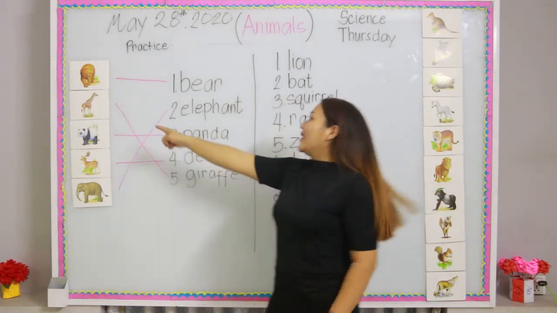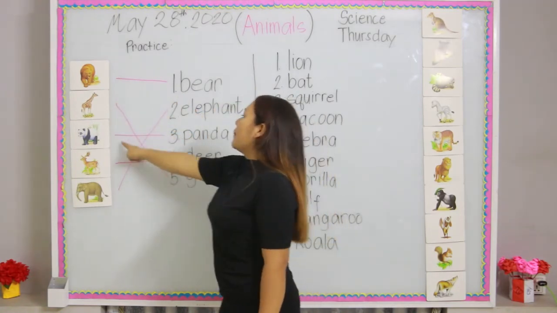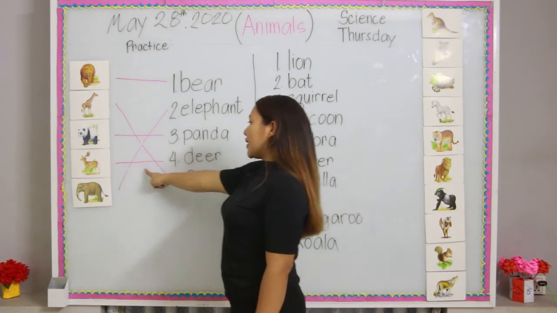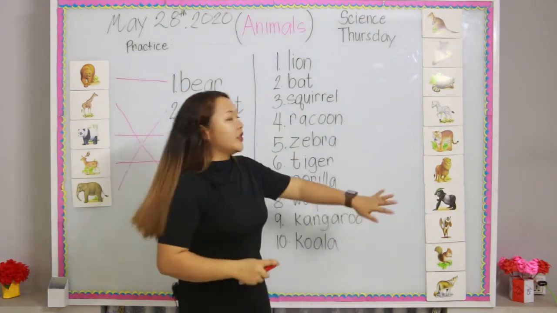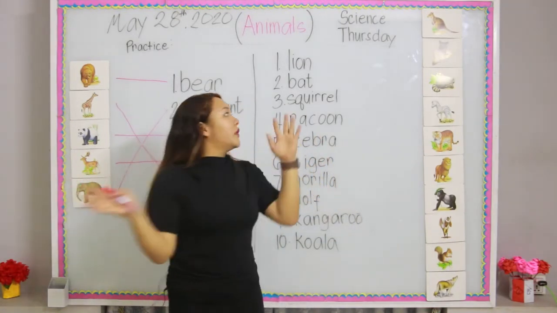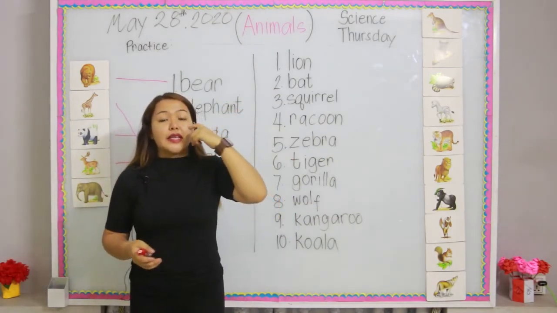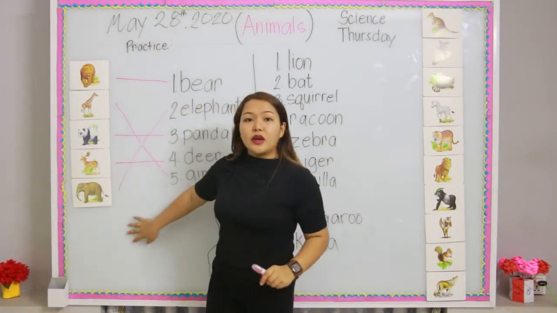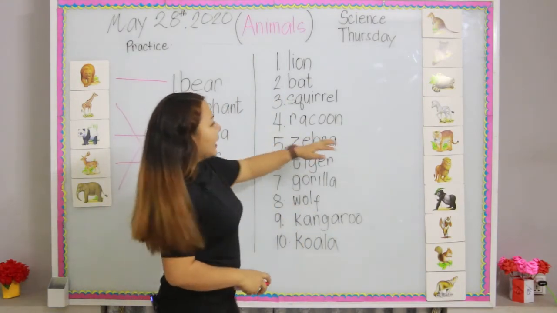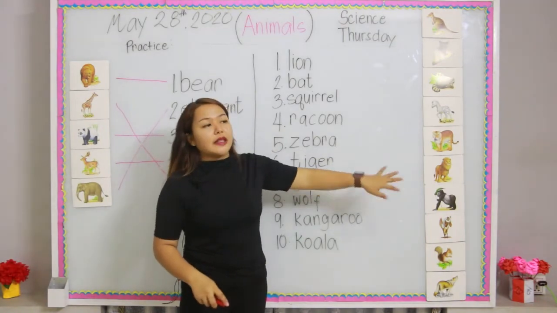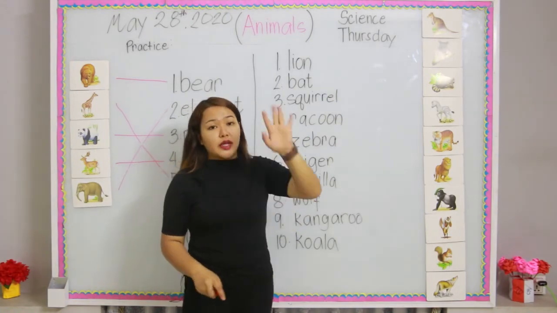Alright, so let's say it again. This is a bear, giraffe, panda, deer, and elephant. Alright, kids, so that's how you're going to do this. Again, let's move on to this part. This will be your practice. What you are going to do is the same thing. You're going to follow what we just did here. I already gave you an example. Again, I will be sending you a picture and then you just save the picture and draw a line to your answer. So let's just read.